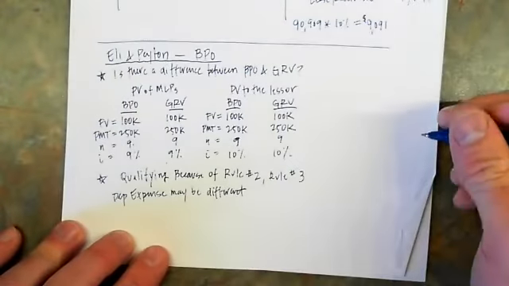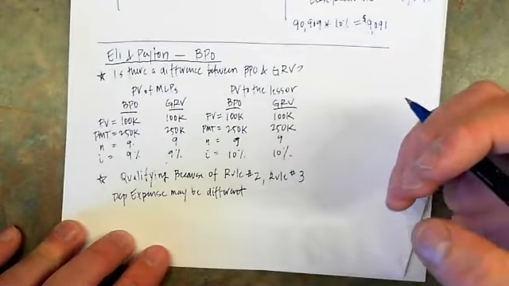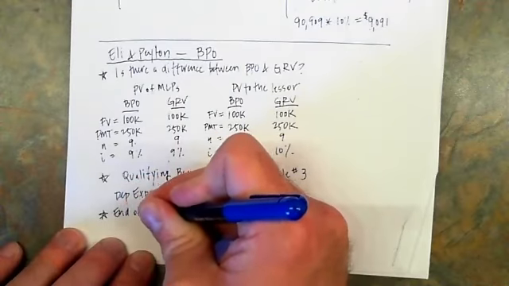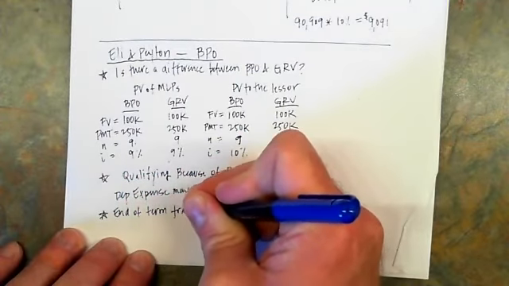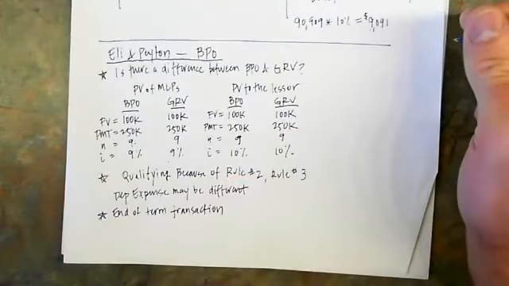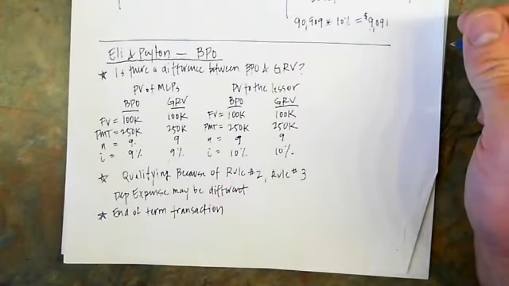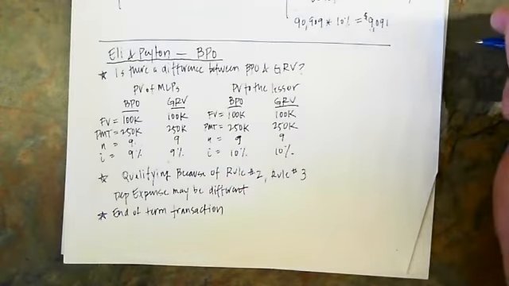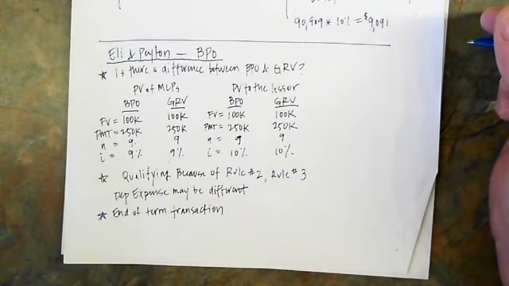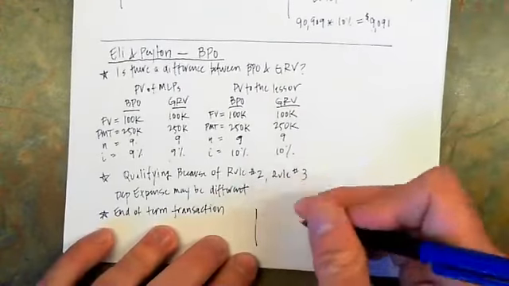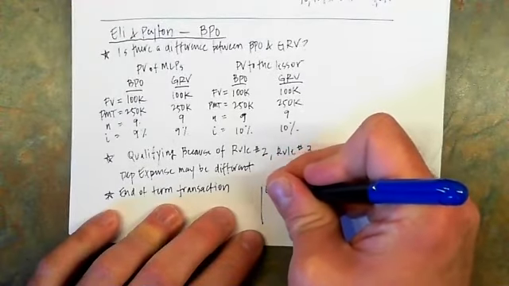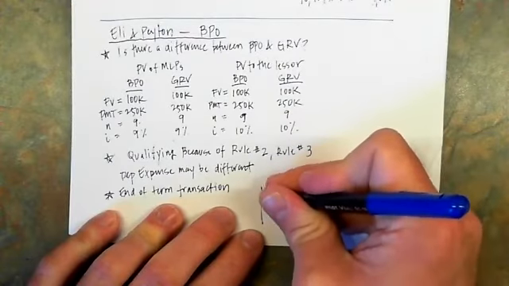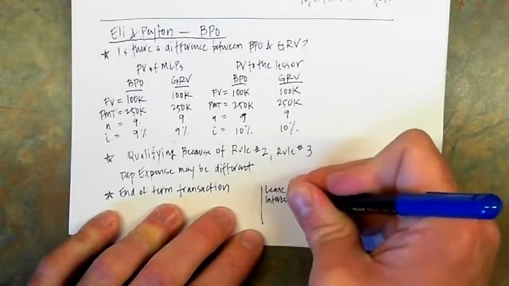The other thing that will change is the end of term deal. Because it's a BPO rather than a GRV, the lessee does not need to credit the leased asset and debit interest expense. They instead are just going to pay cash. They would have a lease liability, and they would have some interest expense over the final year.